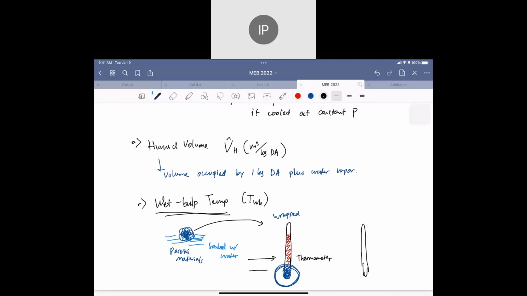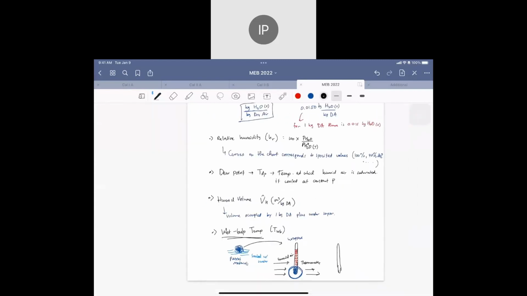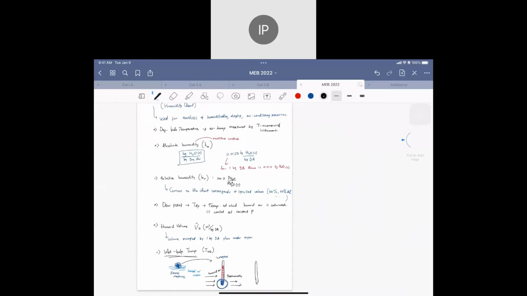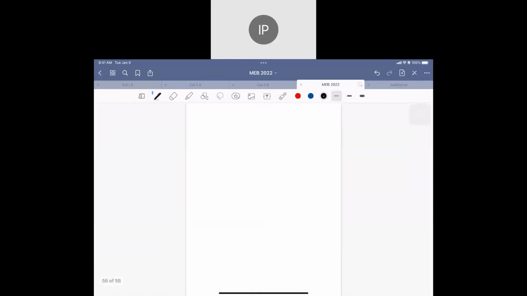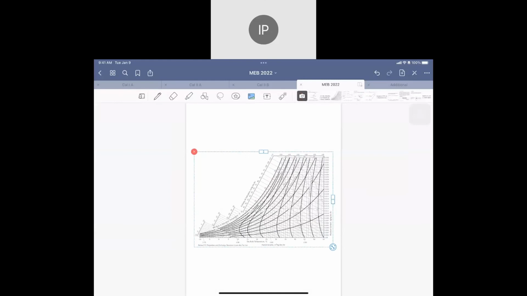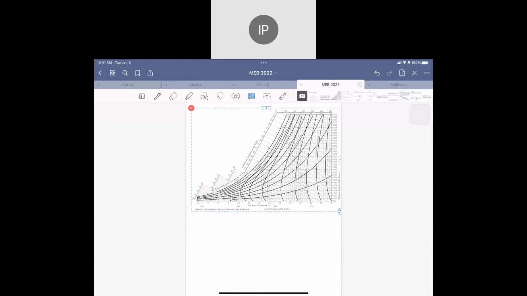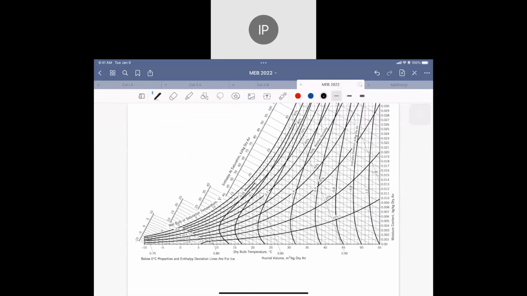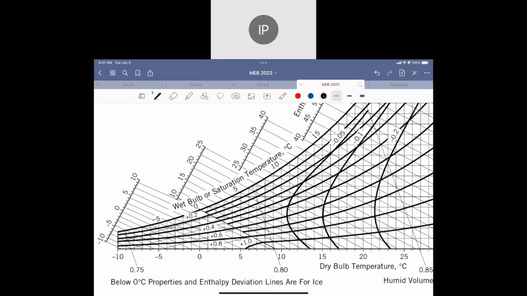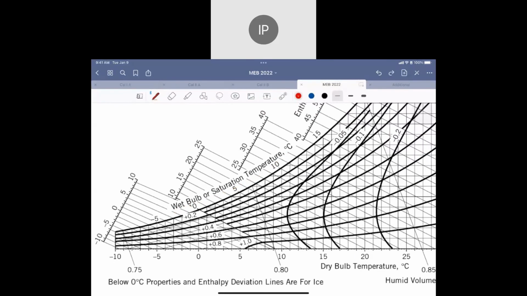Okay, so imagine this: the air is humid air. Okay, now let's see what the chart is about. Let me just go through here and give you the chart. Okay, now if you look here, you could see that it has this wet bulb, or we could say the saturation temperature.